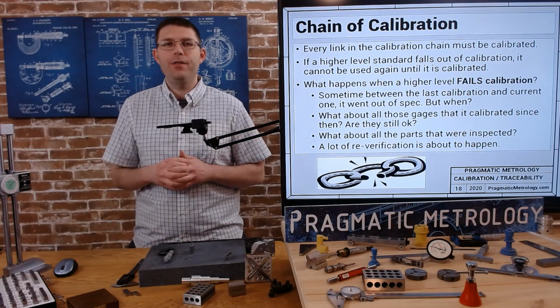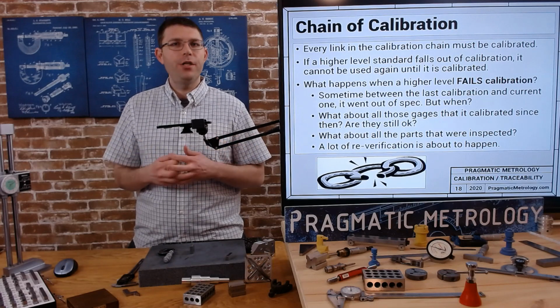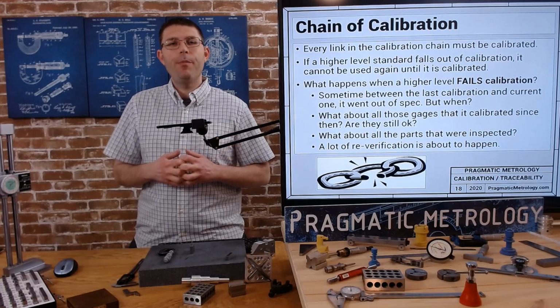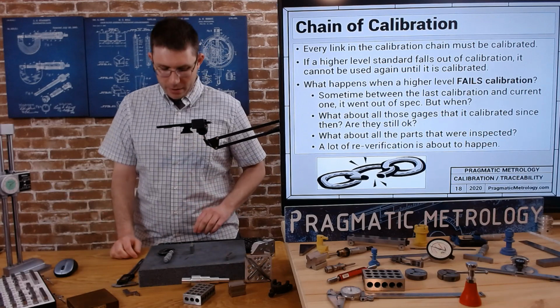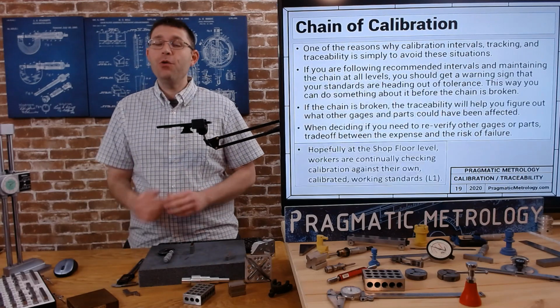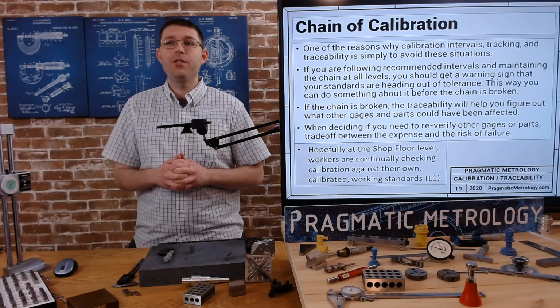I've had gauges fail all the time. It's unfortunate, but it happens. You need to be prepared for it. And if you've got a traceability chain, then you won't have as hard a time tracing it.